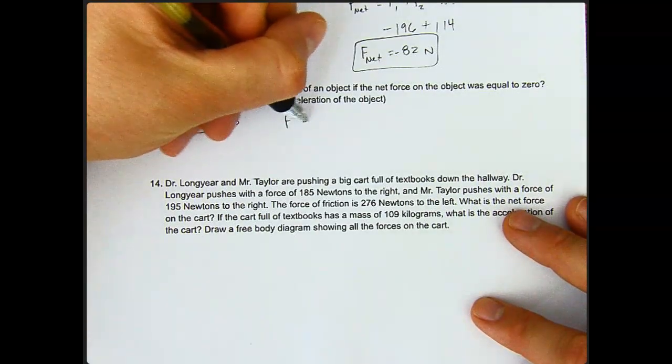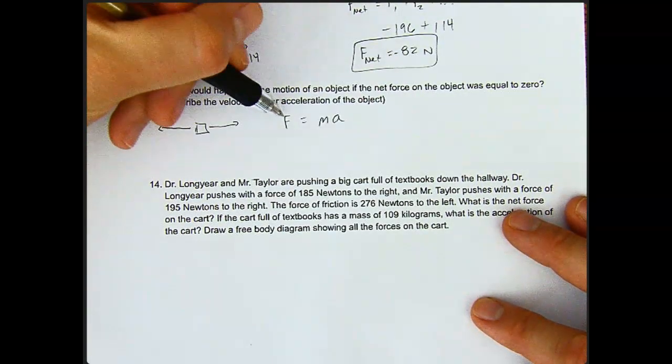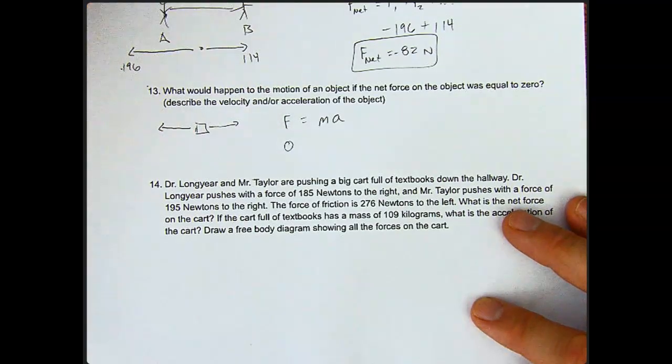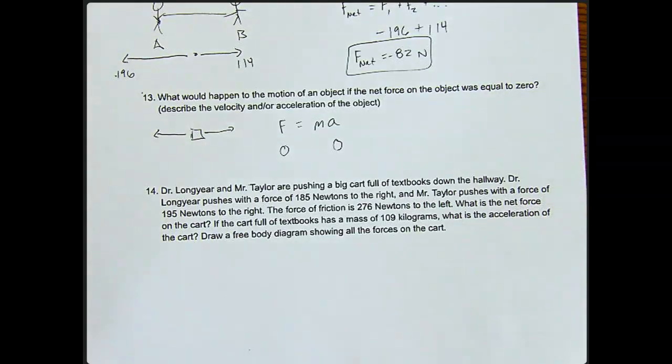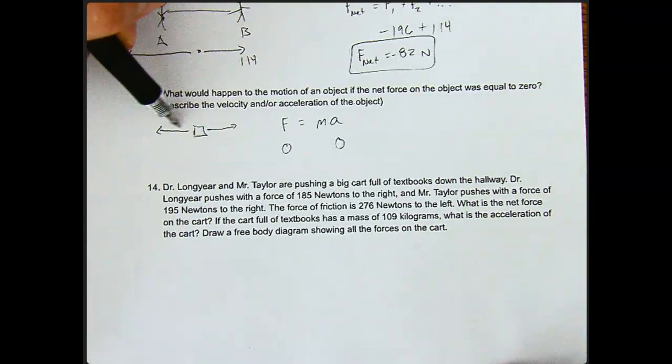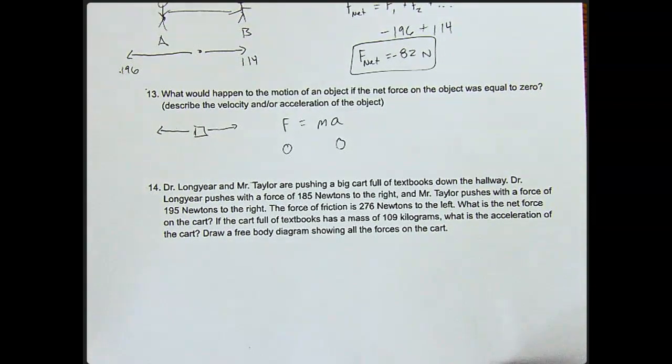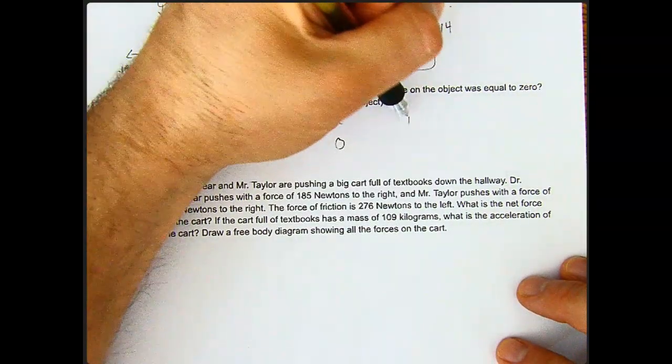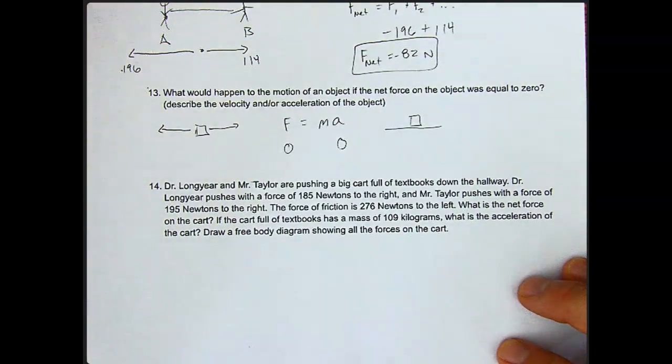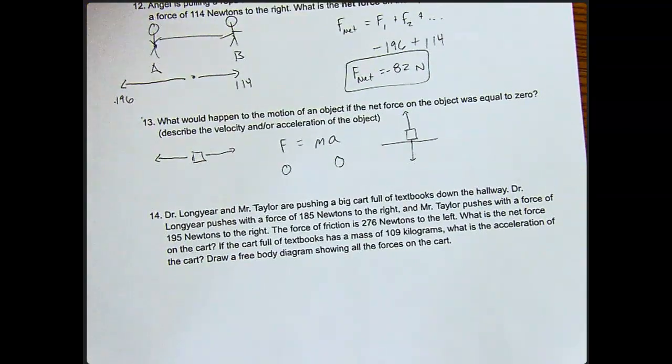Remember this rule, F equals ma. If the overall force is 0, then this also has to be 0. You could be moving at a constant speed or a constant velocity, but you're not accelerating. You could have forces acting on an object, but the object is not accelerating. Another example is a block on a table. You have gravity pulling it down and the normal force pushing back up. You have forces acting on the object, but they're equal and opposite, so there's no acceleration.